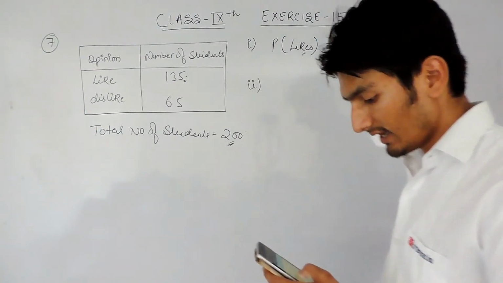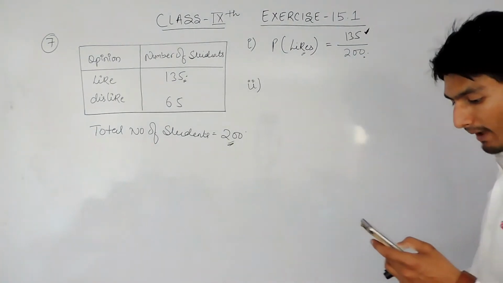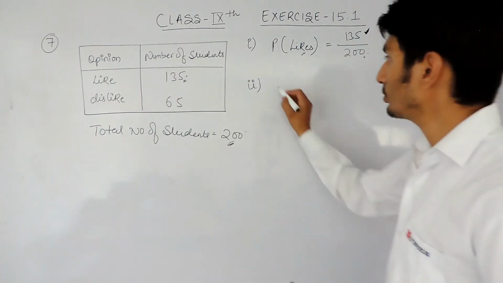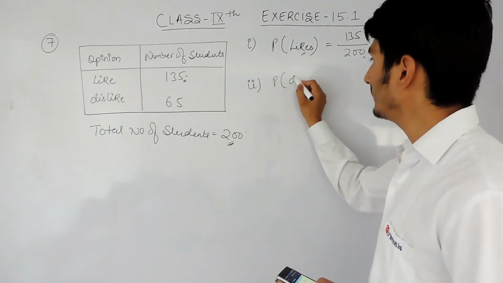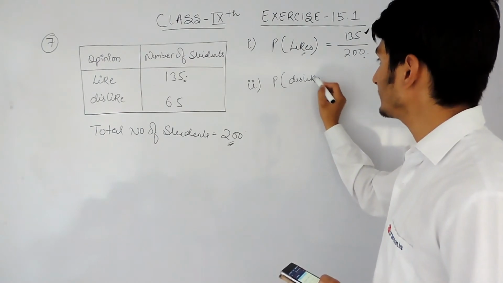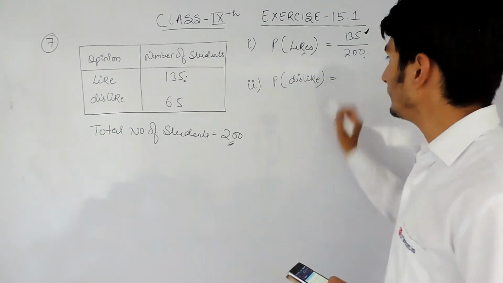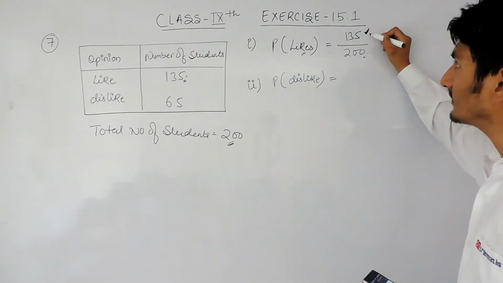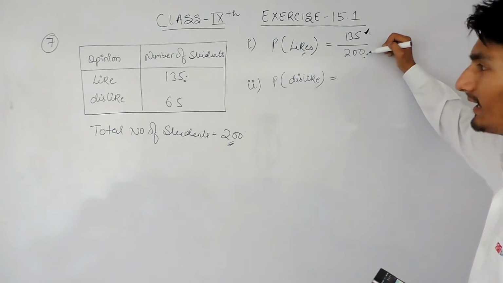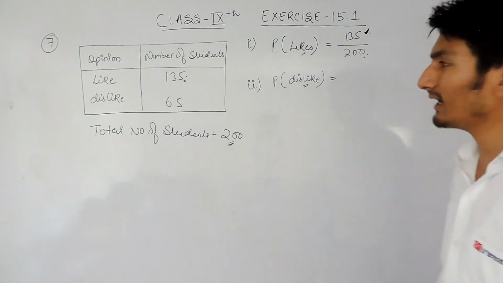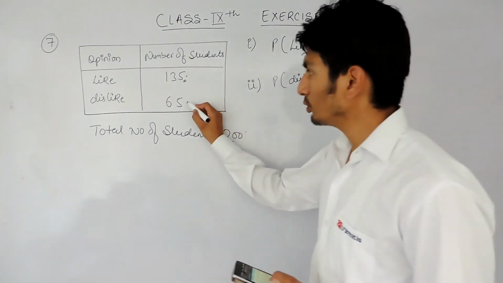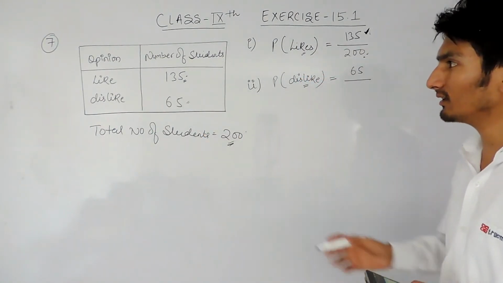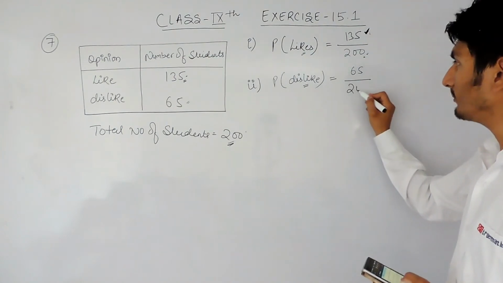In the second case, I have to find the probability that a student does not like it. So I have to find the probability of students who dislike the subject. Again, the formula will remain the same: the number of trials in which this event has occurred upon the total number of trials. In this case, the event is not liking the subject. So the number of trials in which this event has occurred is 65, and the total number of trials will remain as it is.